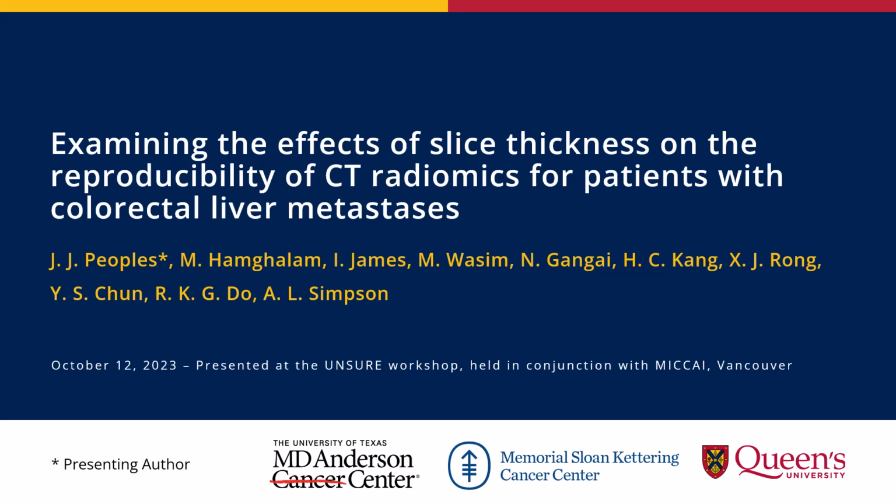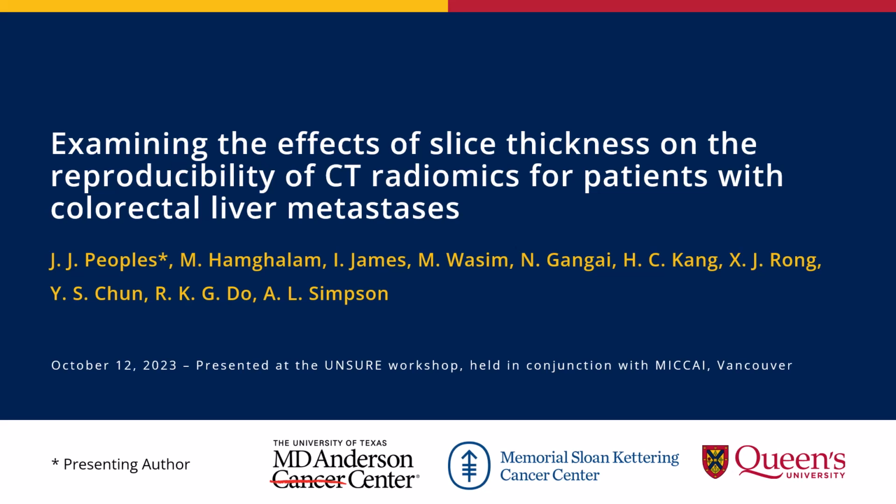Hello, I'm Jacob Peoples, and I'm here to discuss our paper on the reproducibility of radiomic features of contrast-enhanced CT of colorectal liver metastases. Feature reproducibility matters because if we want our models to be reliable, then it's important for the features, which are the model's inputs, to be stable across variations in image acquisition that occur in the underlying data. Here, we're looking particularly at the effects of slice thickness because it can vary widely in real-world datasets.